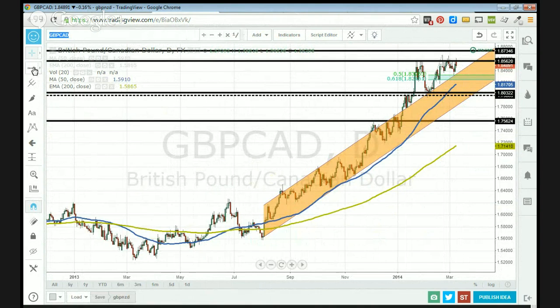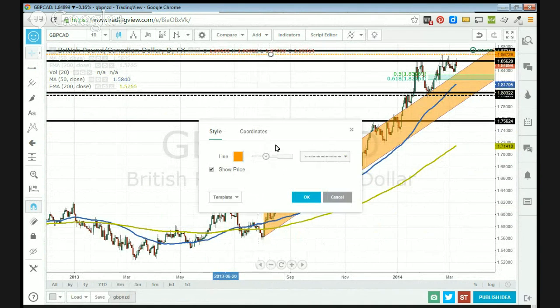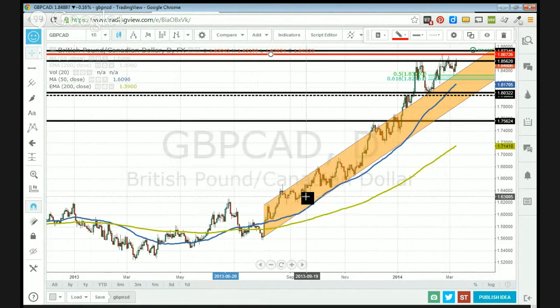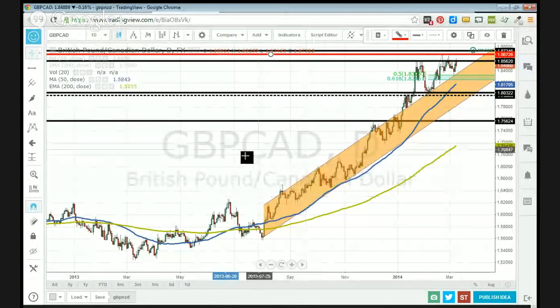Let me at least add this one line here. There we go, and I'll make it red. Okay. We'll see. Potentially something to consider. So that's Pound Canada.